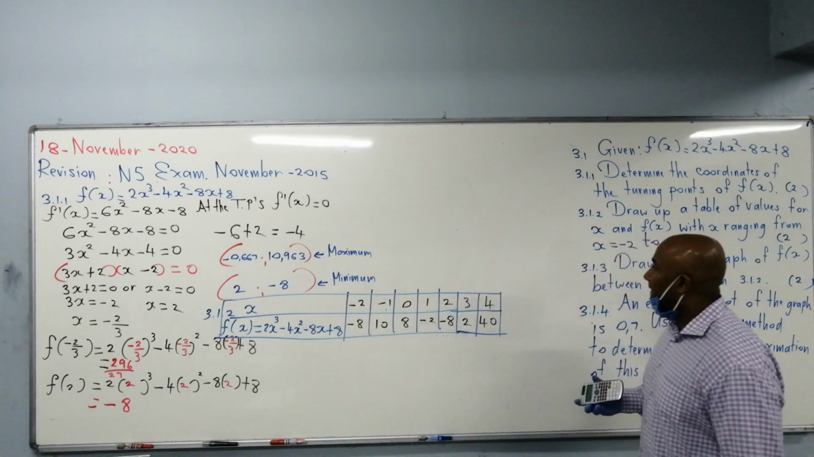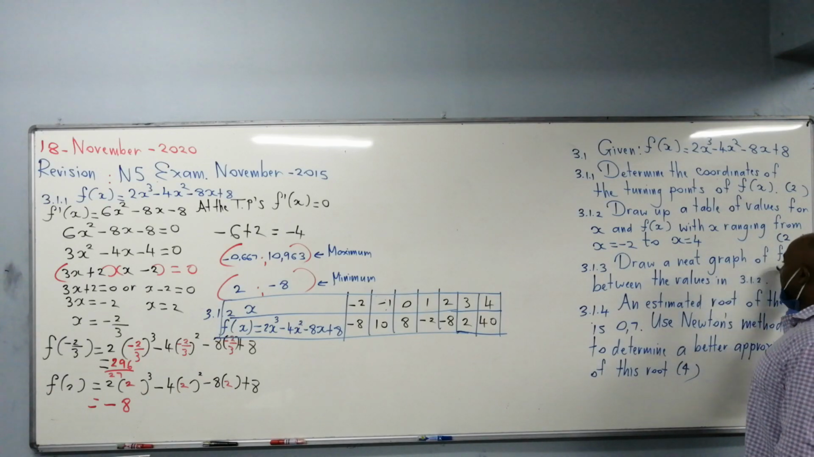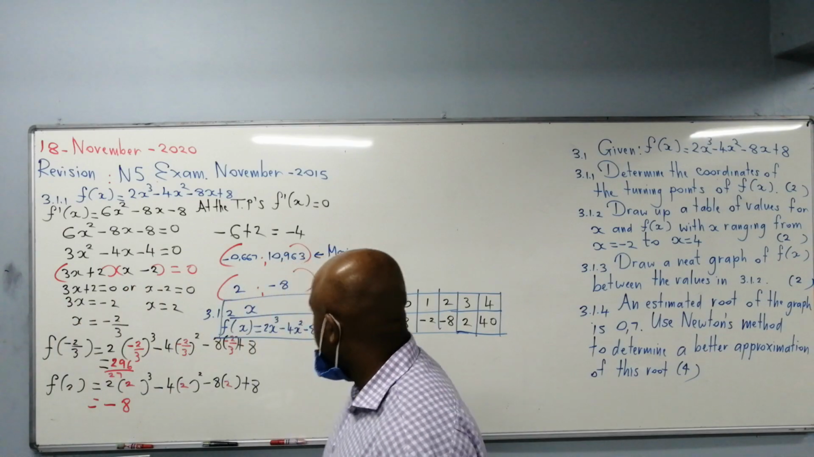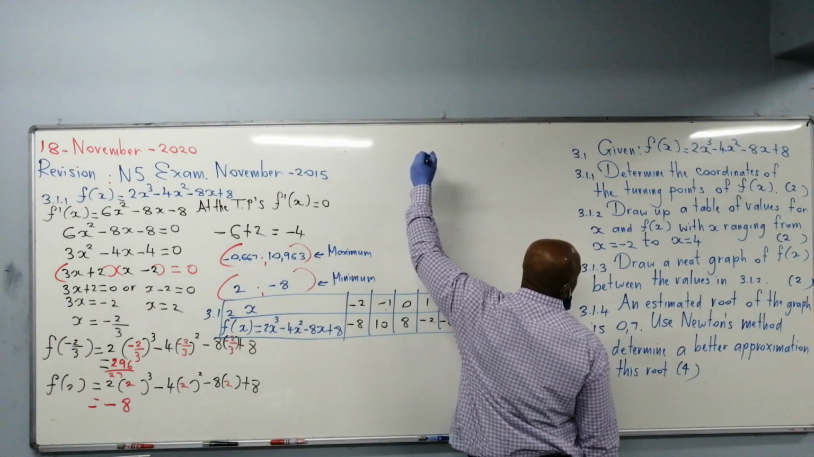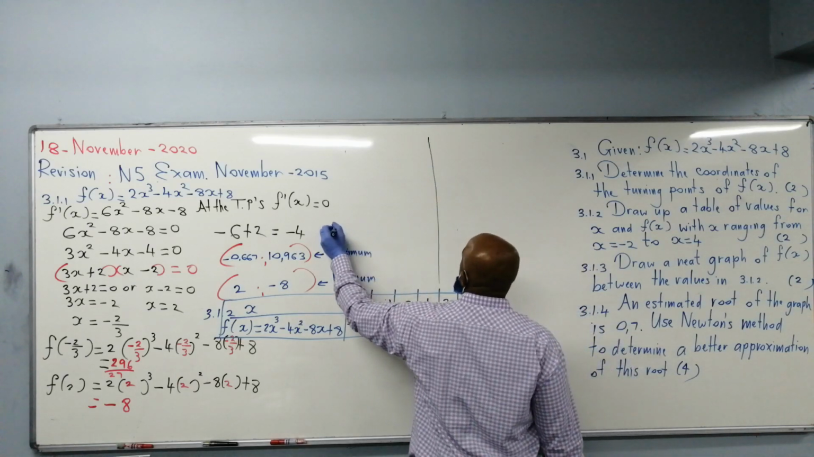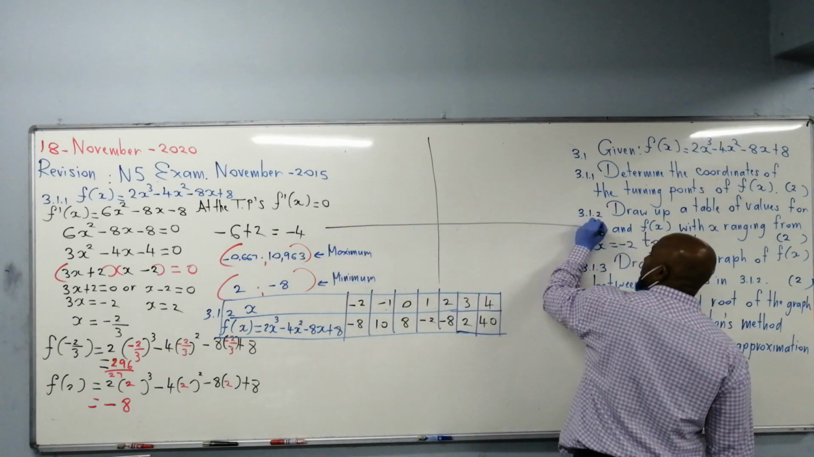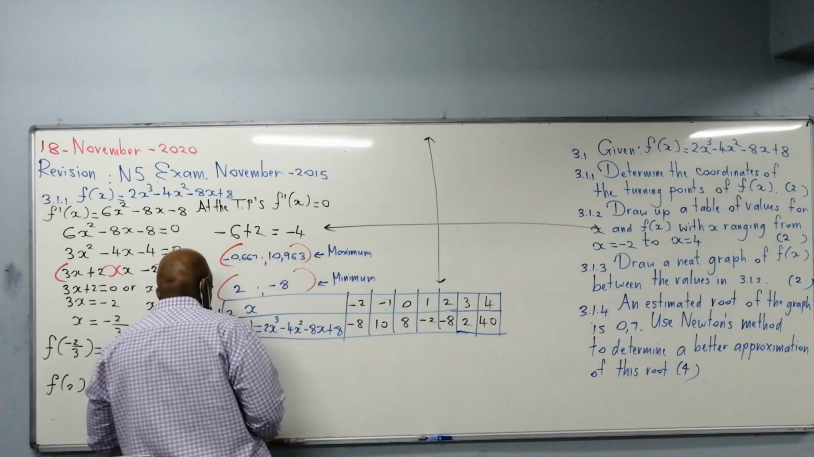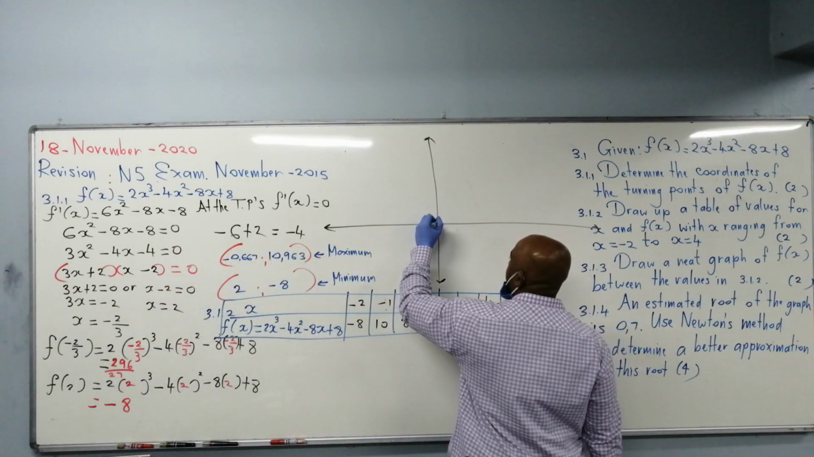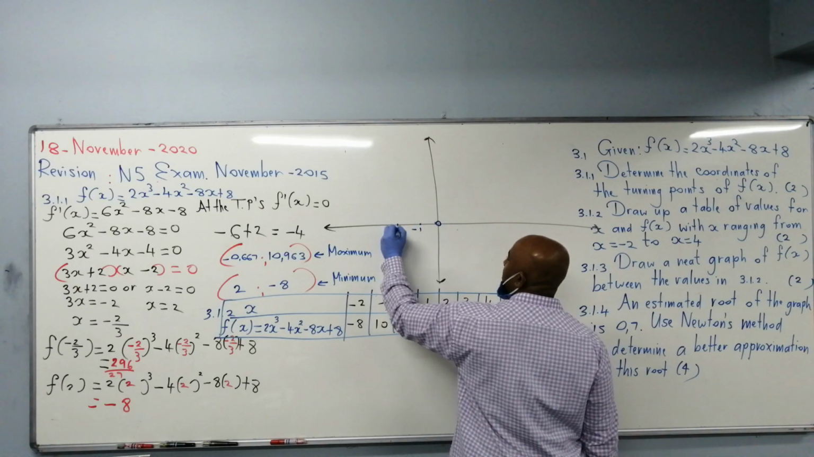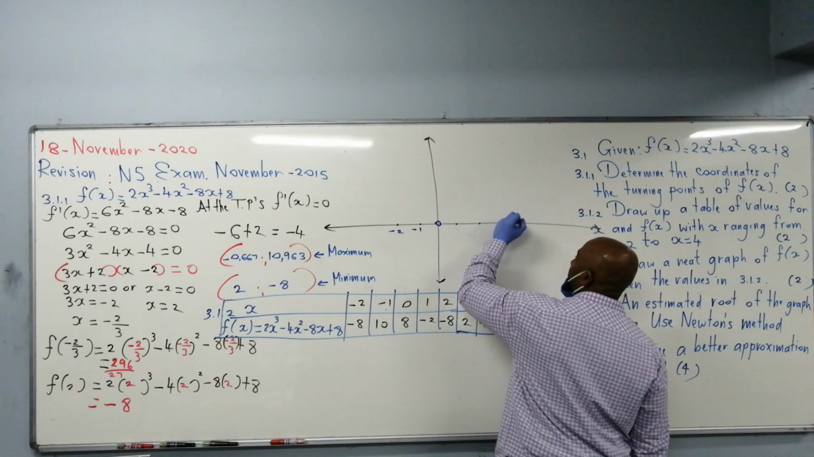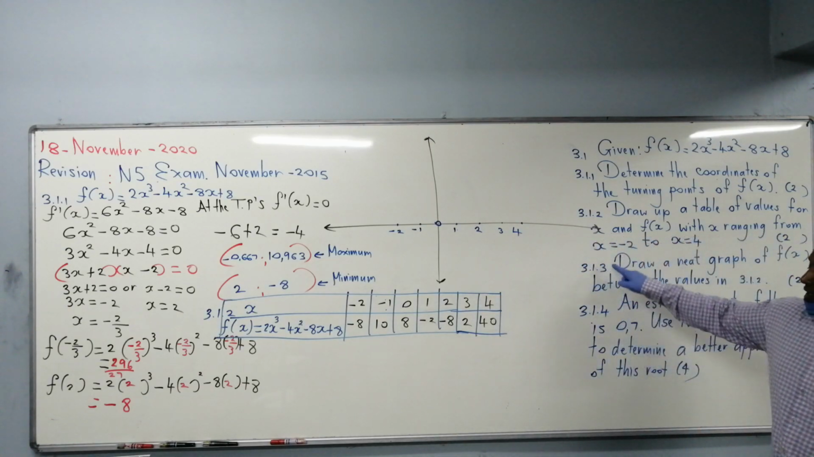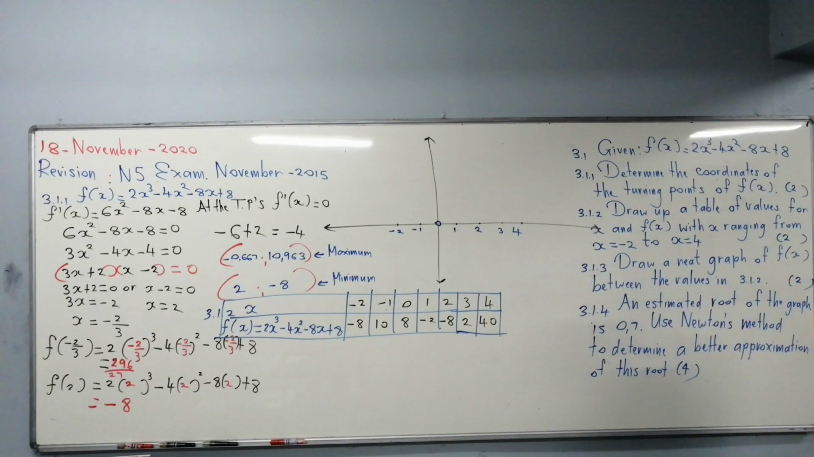Now, what do we need to do? Draw a neat graph of f of x between these values. It's just a rough sketch, but it must be neat. So where are we going from minus 2 to 4? So we're going minus 1, minus 2, and this is 1, 2, 3, 4. Right, so that's our domain, the one that we are given from minus 2 to 4.